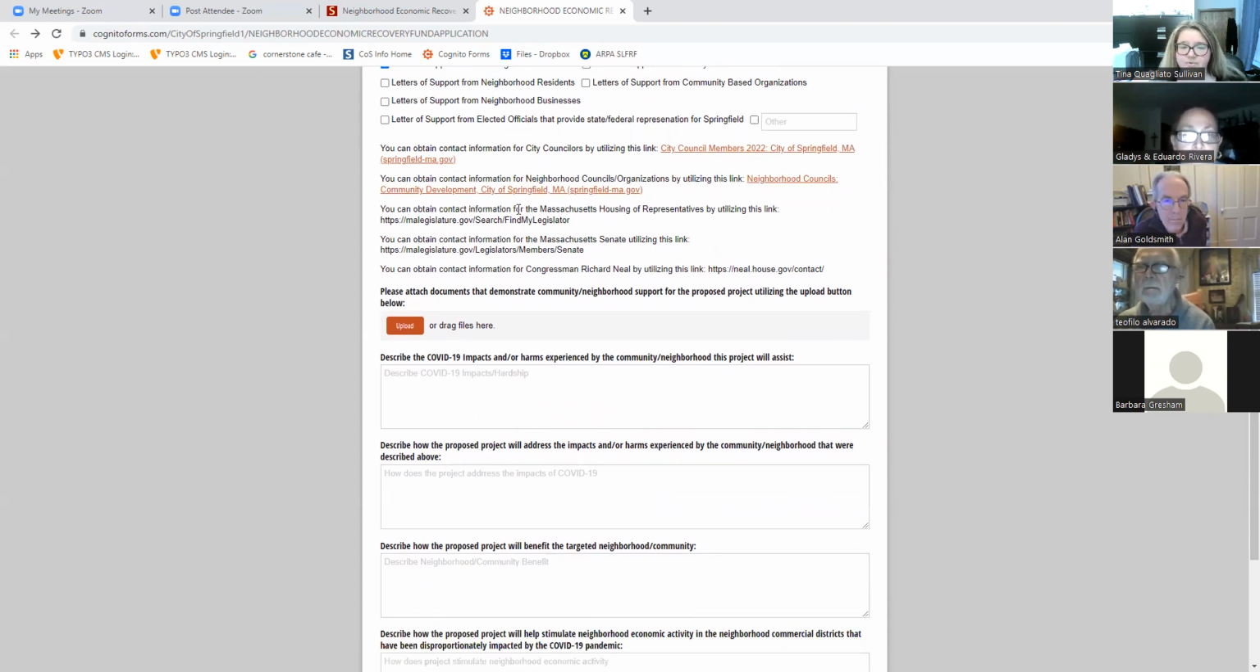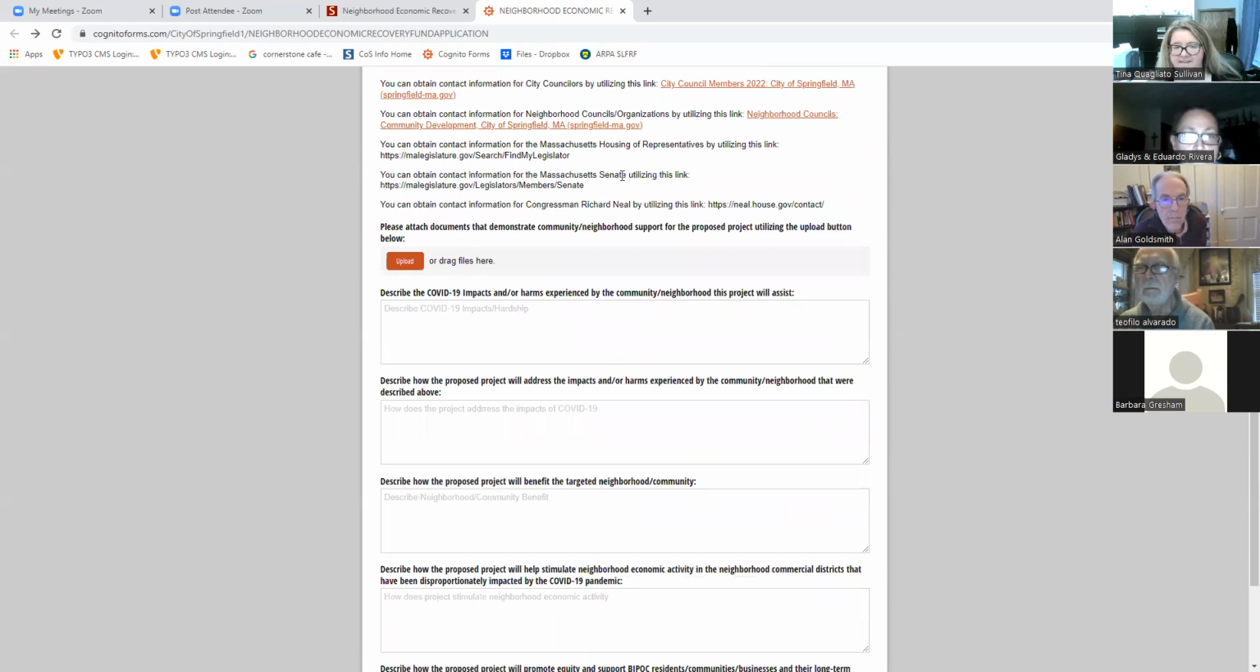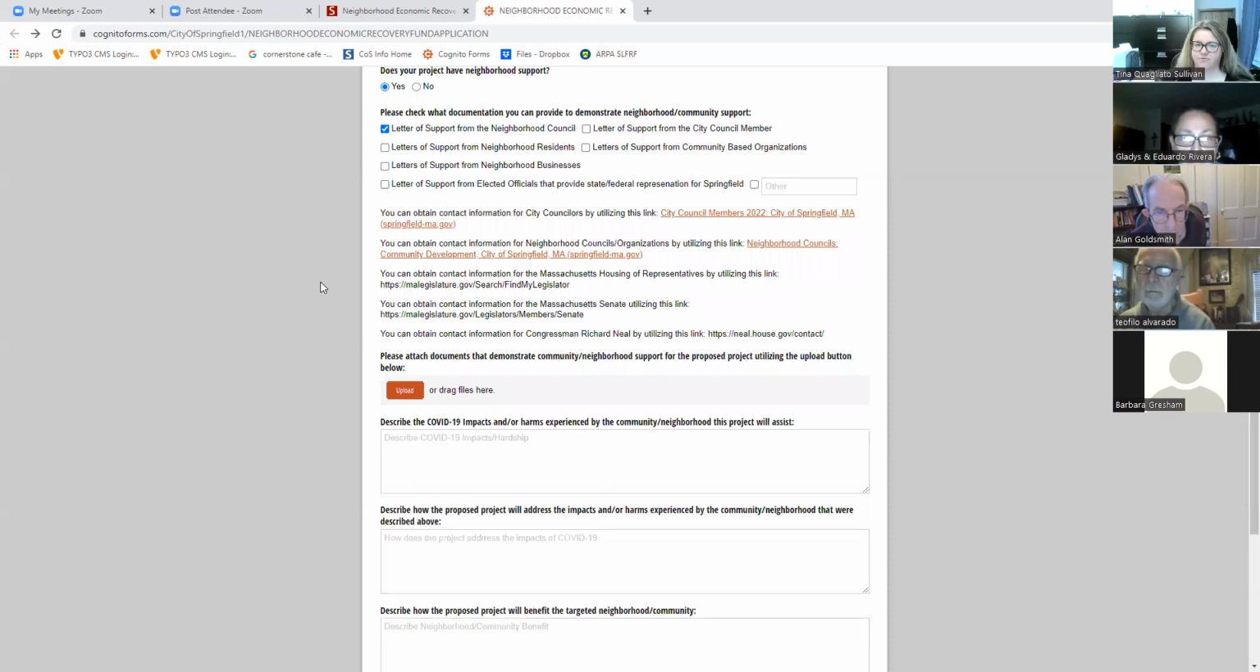If you don't know how to reach your Massachusetts House of Representatives members, there's a website here. This should be a link, so I'll fix it on the back end of the application so folks can click through. Same thing with Massachusetts representatives from the Senate. Again, there's a link here. And if you don't know how to reach Congressman Neal, there's a link here to his office as well. I'll fix these on the back end of the application, so when folks go in, they can click right through. But that's how folks can get that.